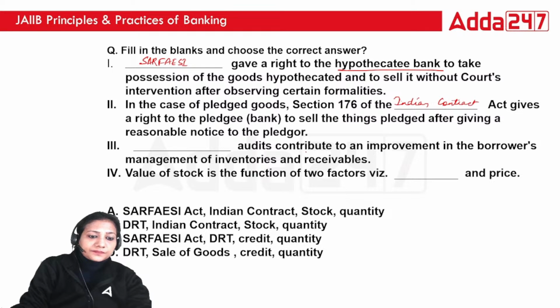Credit audit contributes to an improvement in the borrower management. Inventories and receivables are done in stock audit, not credit audit. Credit audit will look after how the loan was sanctioned, how the assessment was done, whether documentation is proper or not, and it will tell this. The report is handed over to the operational functionary as well as the management and administrative office, stating what are the things that they need to rectify.